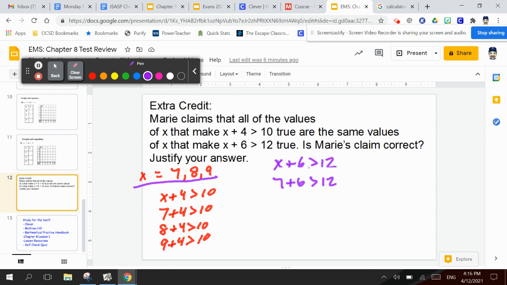7 plus 6 is 13. 13 is greater than 12. 8 plus 6 is greater than 12. 8 plus 6 is 14. 14 is greater than 12. And 9 plus 6 is greater than 12. 9 plus 6 is 15. 15 is greater than 12. So is Marie correct? Yes, she is. And by showing your work, that justifies your answer.